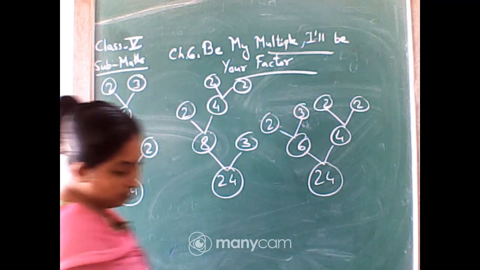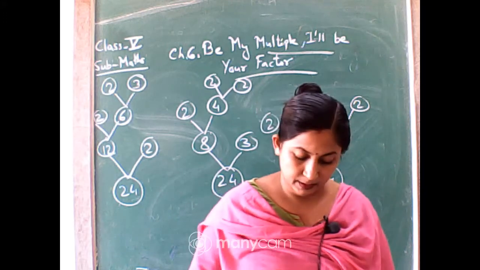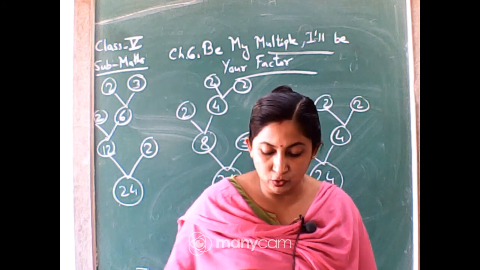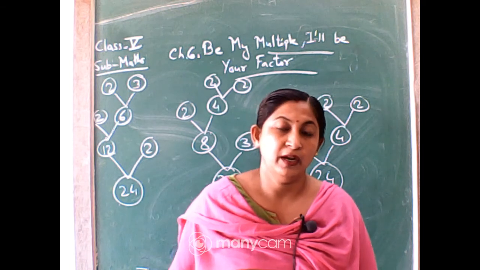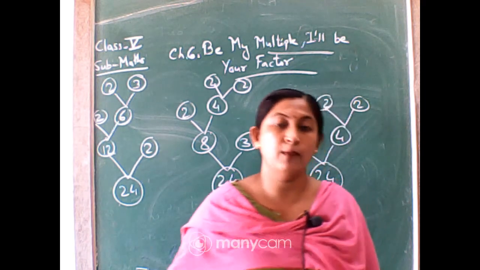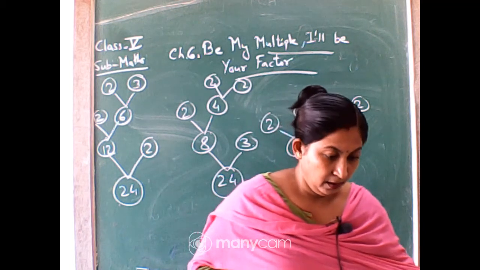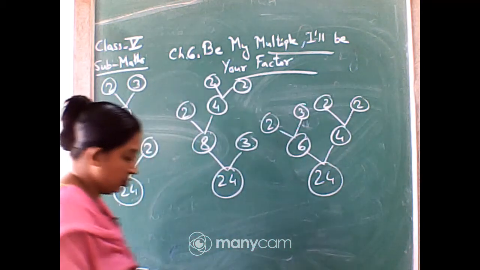Now come to the next question. Try drawing the factor tree using other numbers also. Now here it is asked to draw some more factor trees by taking some more numbers. Okay, I am rubbing the board. Completed?